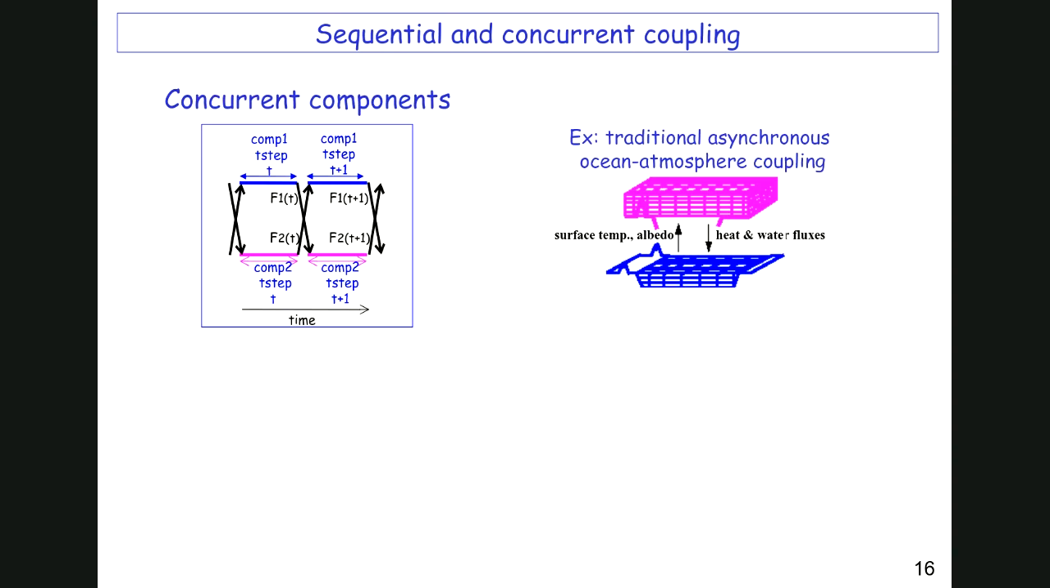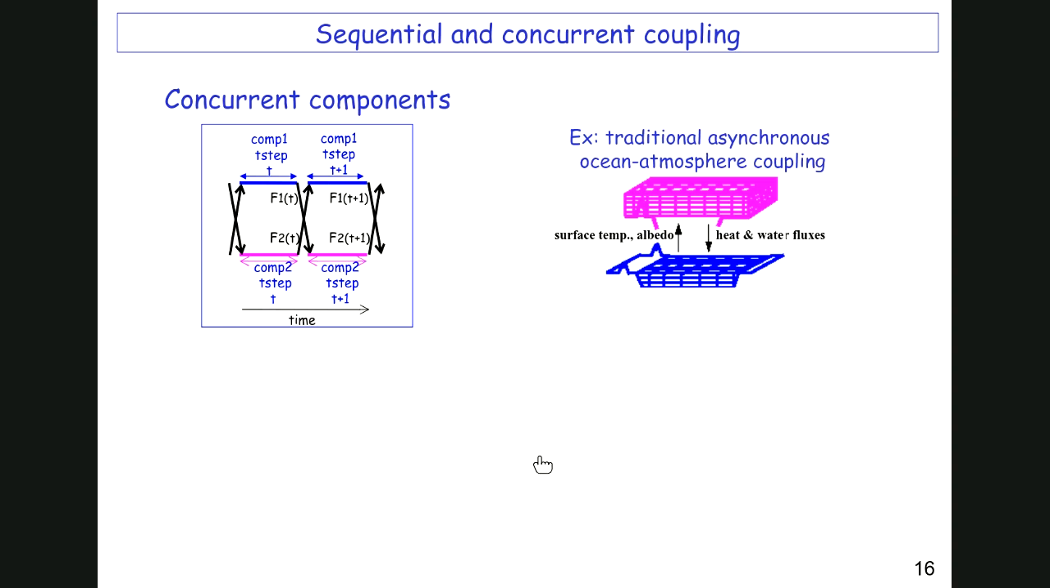Similarly, if you have concurrent components, and this is typically the case we have when we do ocean atmosphere coupling, both components run their time step at the same time, and then they produce their coupling field, F1 for component one and F2 for component two. Those fields are sent to the other component that uses them for this coupling period. You see here that the components are running concurrently in parallel. They exchange a coupling field at the end of the coupling period, and then they go on.